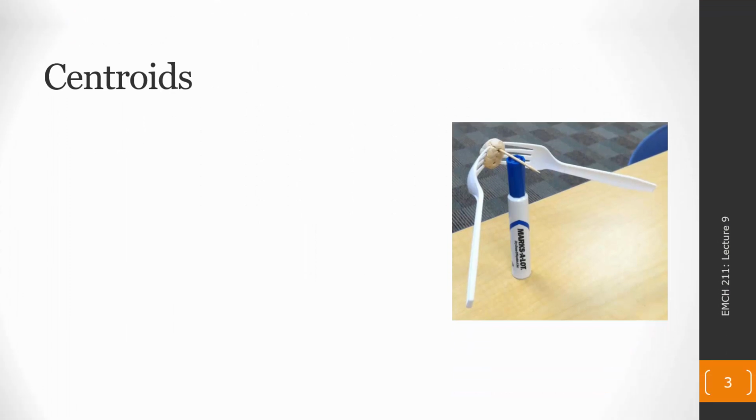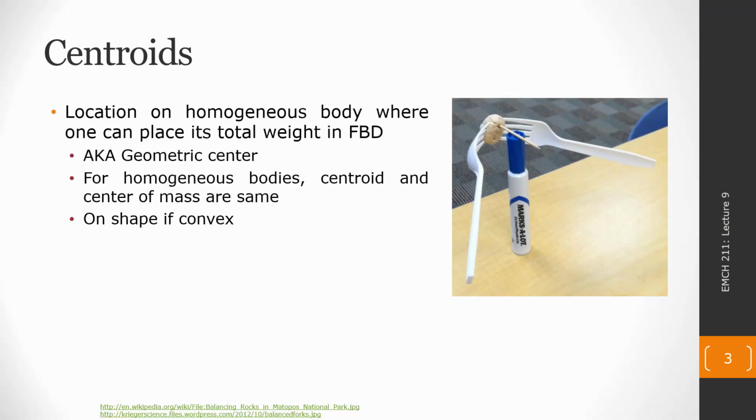So we'll begin with, what is a centroid? The centroid of an object is the location on a homogeneous body where we can place all of its weight in the free body diagram.